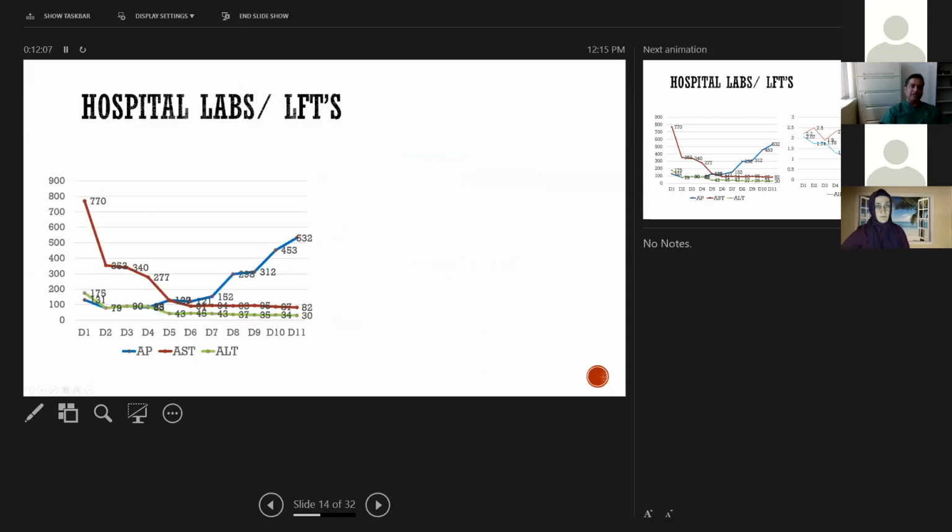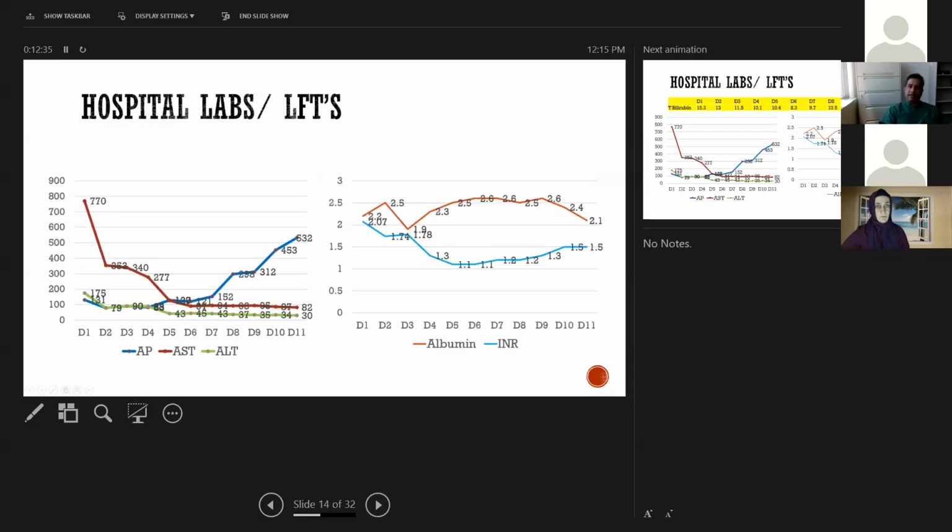Now, if you look at liver function tests in this patient, she started with an AST, which is represented in the red graph. It was about 770, and by day 4 or 5, it started to improve, and she actually had less than 100 by day 11. ALT was also improved during the course, but alkaline phosphatase after day 7 started to go up and peaked at 532.